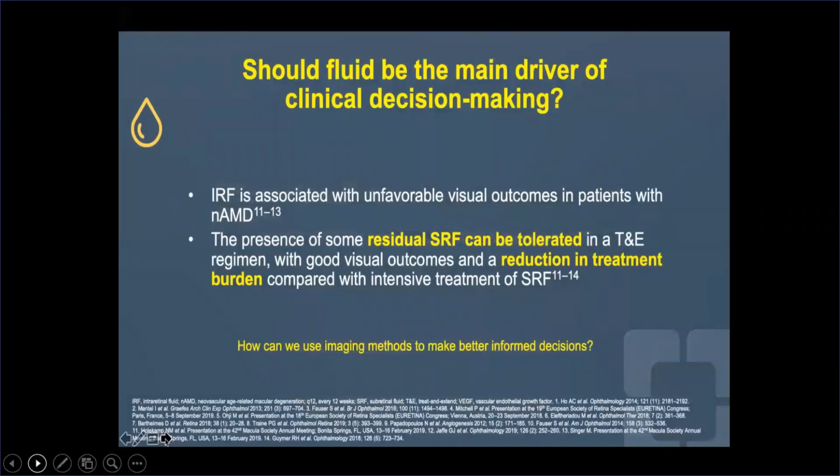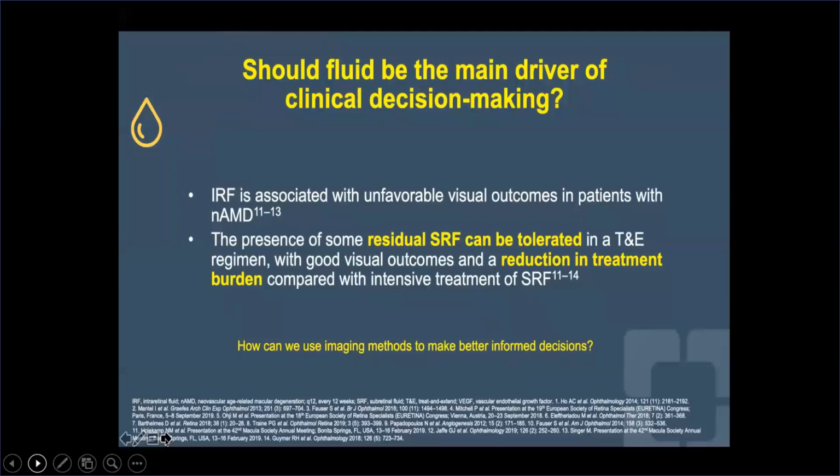So just to summarize the data from this talk and the case we discussed, the IRF, or intraretinal fluid, is associated with an unfavorable visual outcome in patients with neovascular AMD, but the presence of some residual subretinal fluid can be tolerated, and you can get good visual outcomes and a reduction in the amount of atrophy in those patients with persistent subretinal fluid.